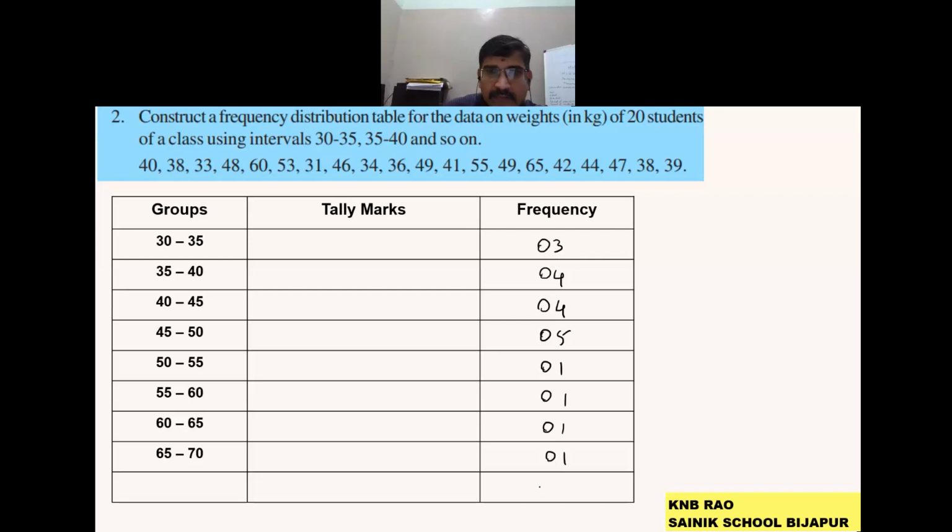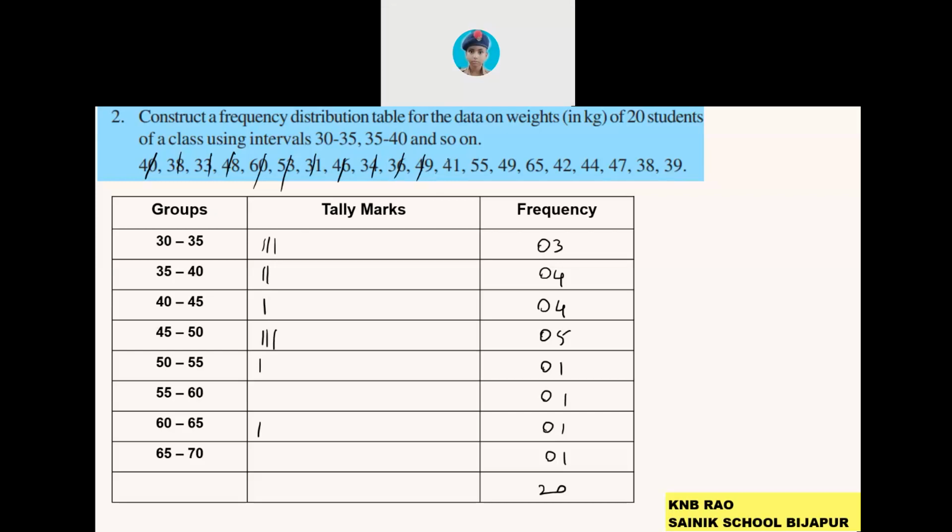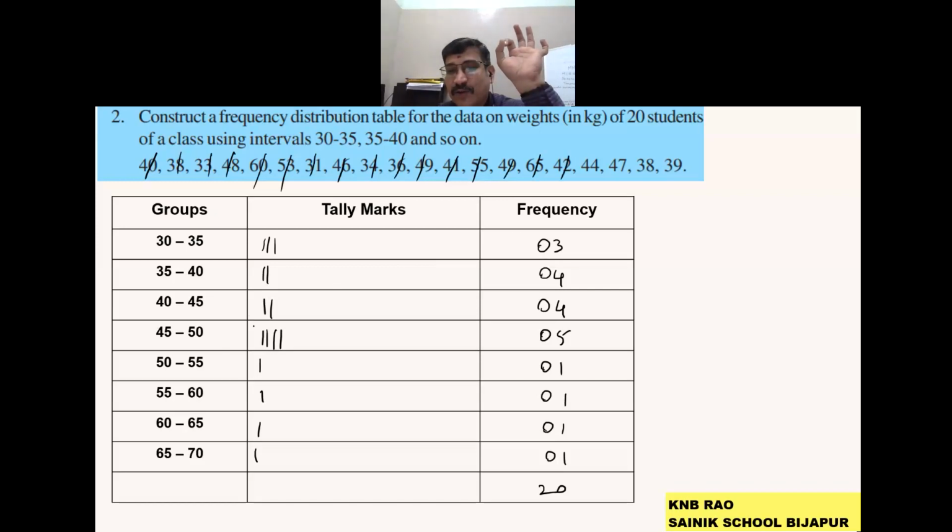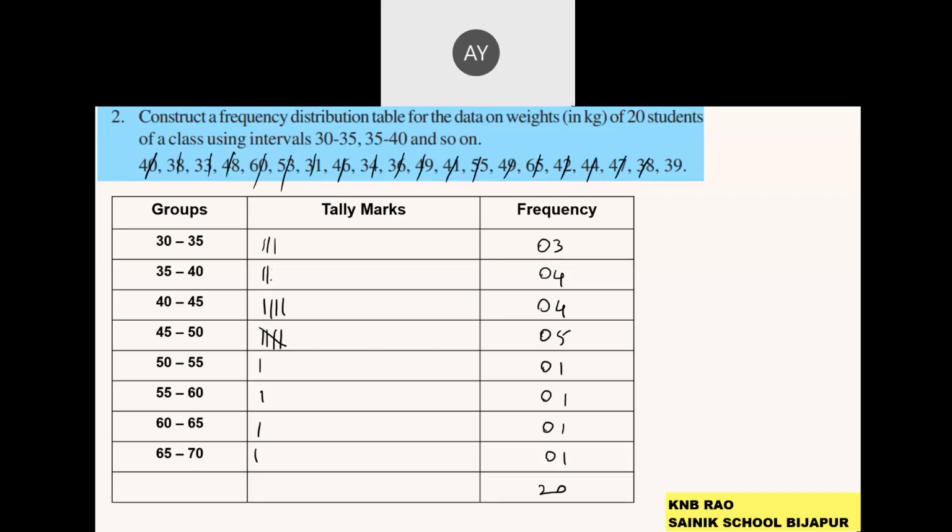Okay, but it also has to be done like this. First, where will 40 come here? 40 comes here, 38 comes here, 33 comes here. Sir, in this, 48 mode will come. 45 comes, 50 is the mode na, sir. 53 here, 31 here, 46 here, 34 here, 36 here, 49 here, 41 here, 55 here, 49 here, 65 here, 42 here, 44 here, 47 here, 38 is here, 39 is here.